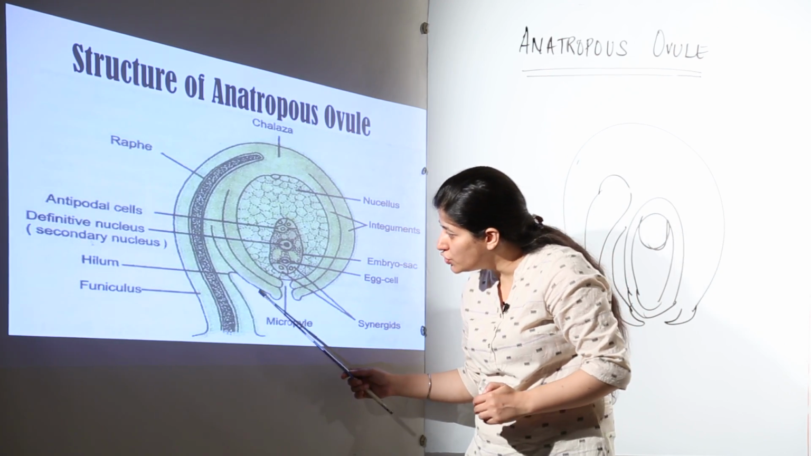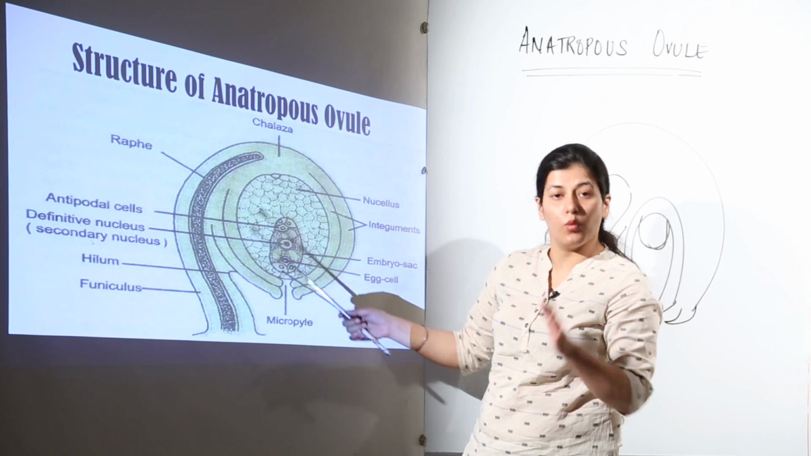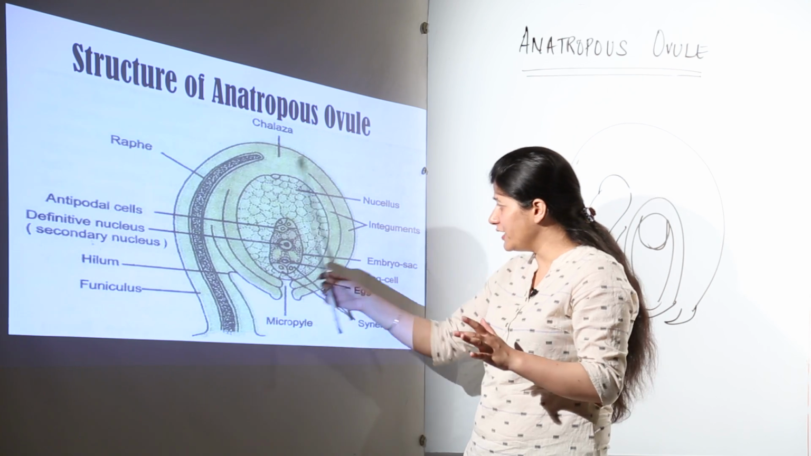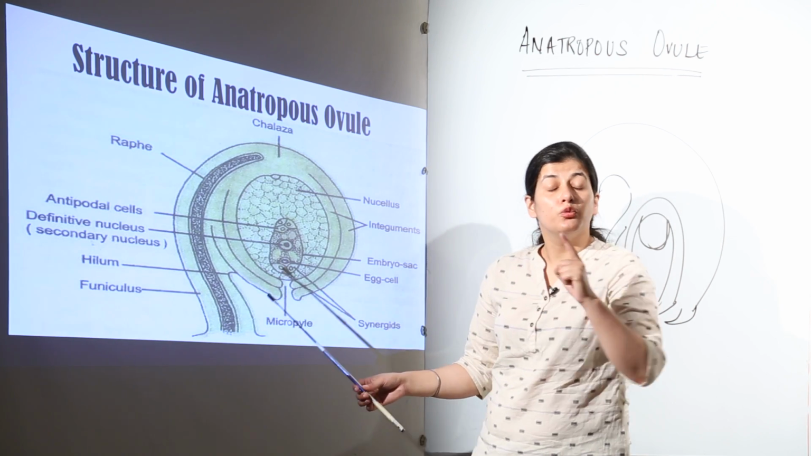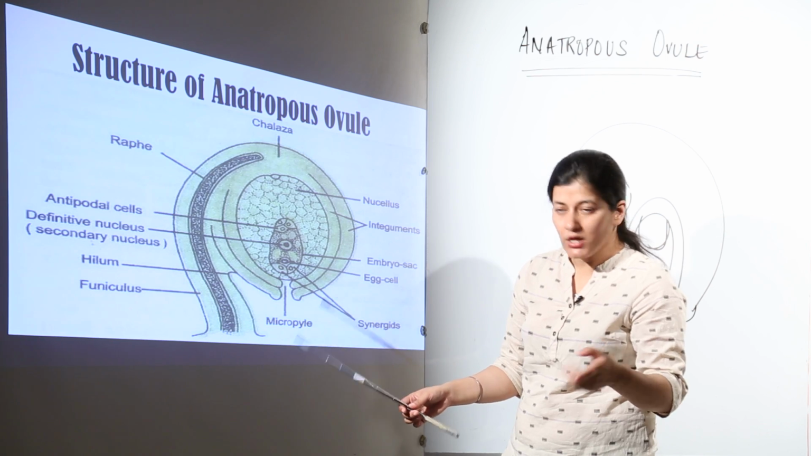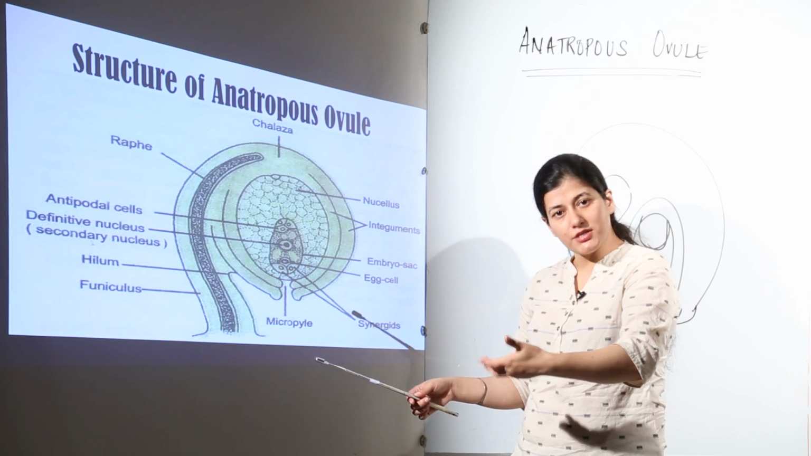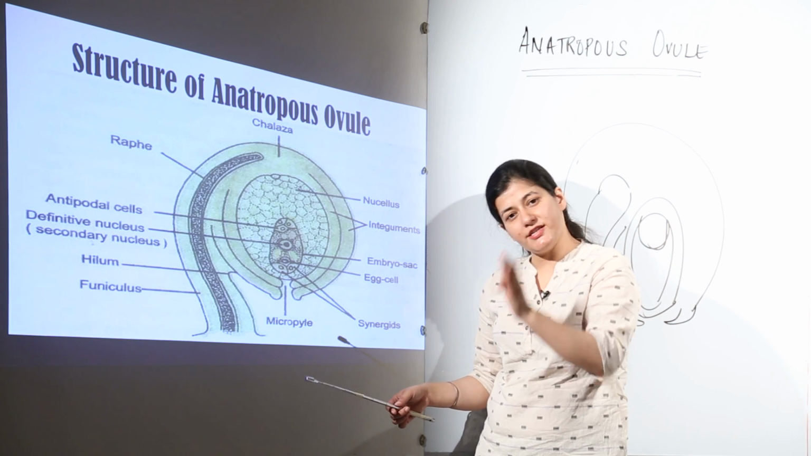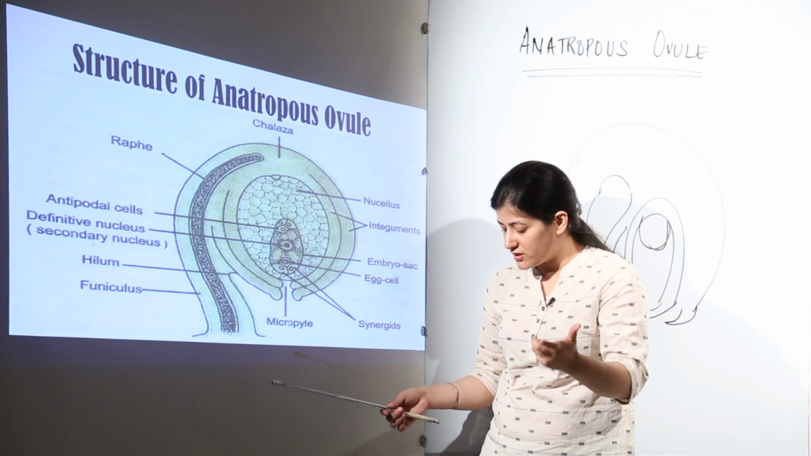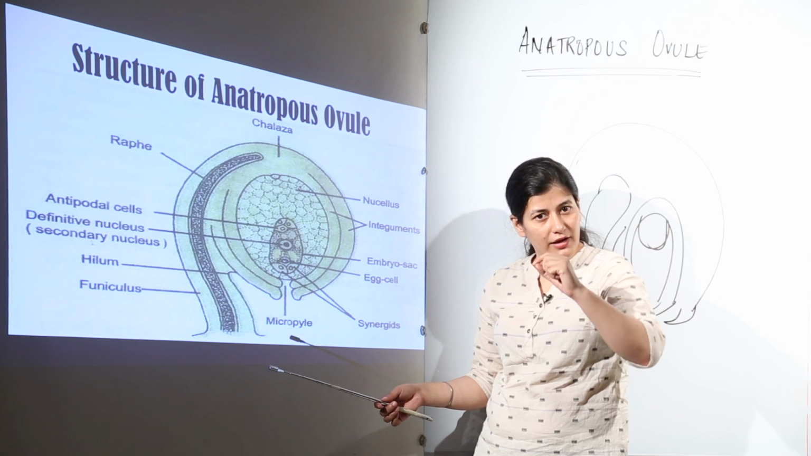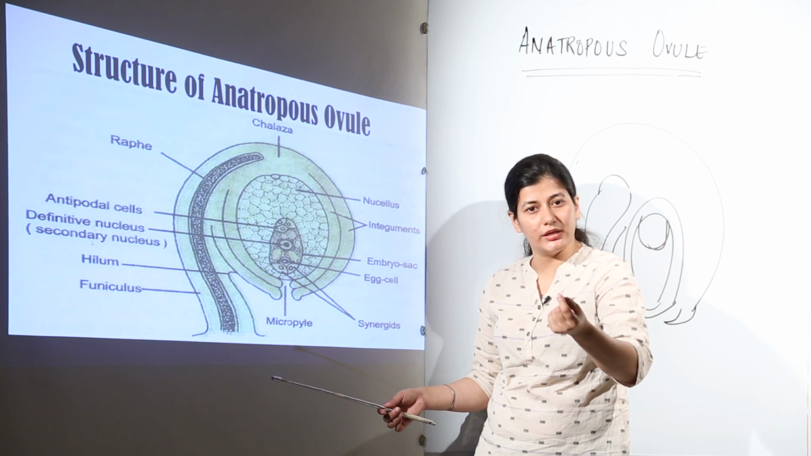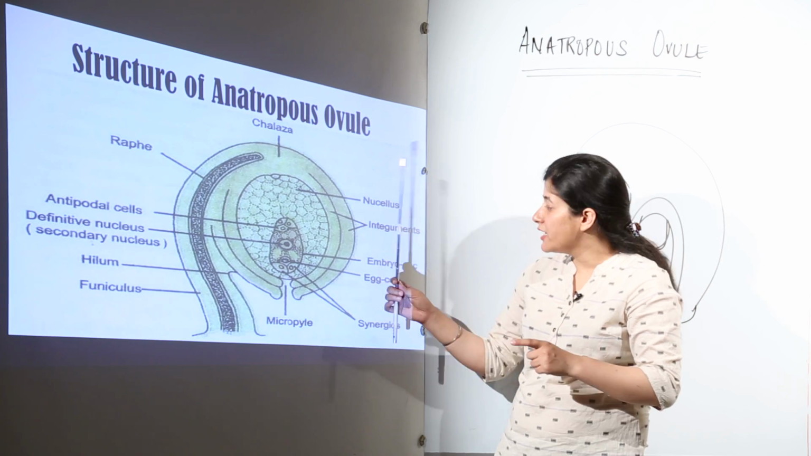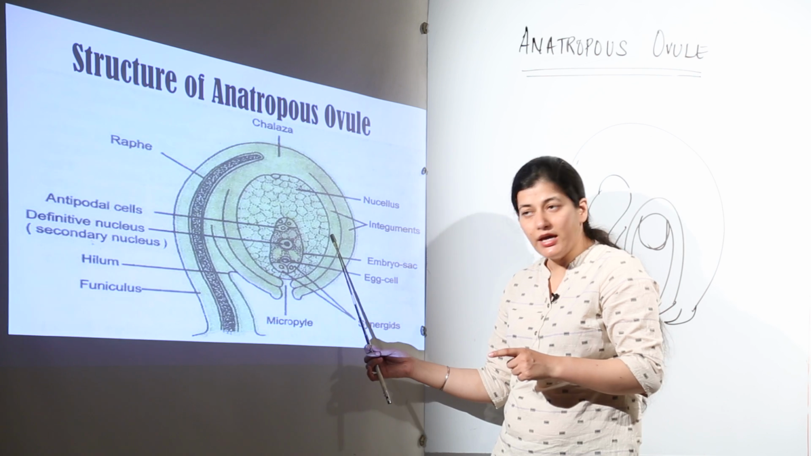This funiculus joins with the integuments. Now, what are integuments? Integuments are the coverings of the ovule which would later on form the seed coat. This ovule is going to get converted into a seed. Basically, we are seeing how the ovary is going to form a fruit, and inside the fruit you find seeds. Those seeds have a covering. You must have eaten pulses, they are seeds. You have seen that the pulses have a covering over them. That is the seed coat, and that has been formed because of these integuments. There lies an outer integument, there lies an inner integument.